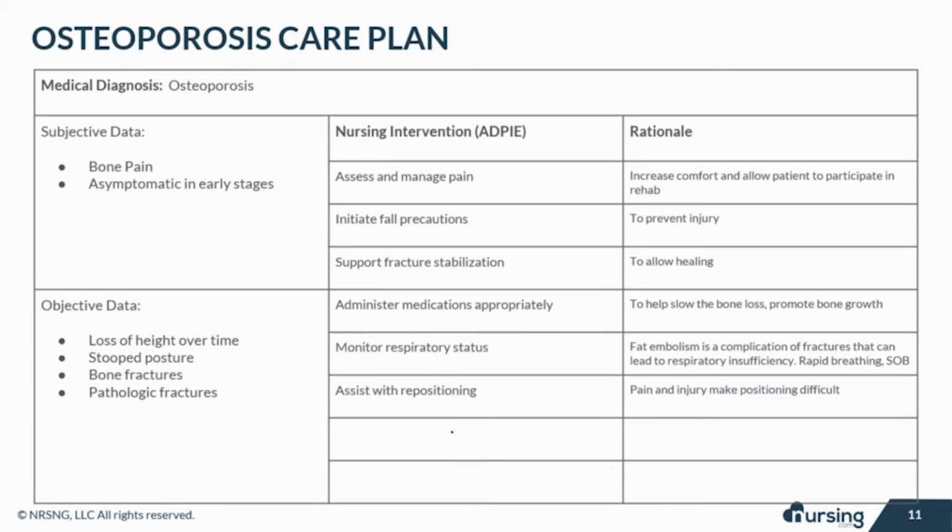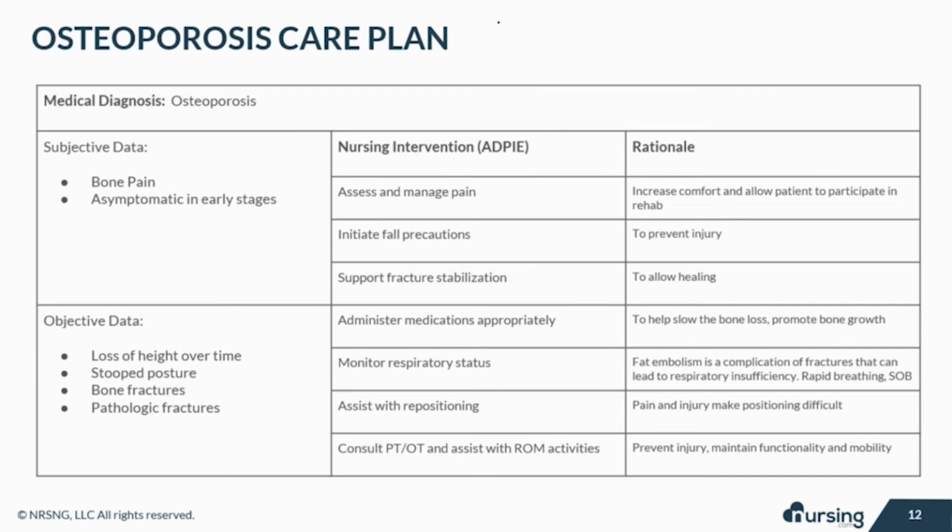Assist with repositioning the patient. So pain and injury can make it kind of hard for them to move around. So just help them make sure they're turning every 2 hours at least and just as needed to prevent any skin breakdown, and just assist with any mobility like getting up to the chair or getting up for a small walk. Make sure you consult physical therapy and occupational therapy as appropriate to work with them because you want them to maintain their functionality and mobility. You should assist with range of motion activities. Immobility can cause atrophy of the muscles, so you need to help them to prevent any injury and keep them moving.